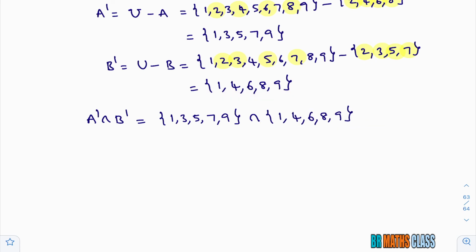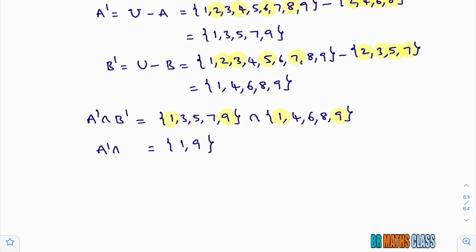You observe what elements are common in both. Is there any element common in both? 1 is common in both. Next, 9 is common in both. Next, 3, 5, 7 in one set, and no such elements in the other. There is no other element common in both. Intersection means the elements which are common in both we will write. So 1, 9 are the elements common in both.